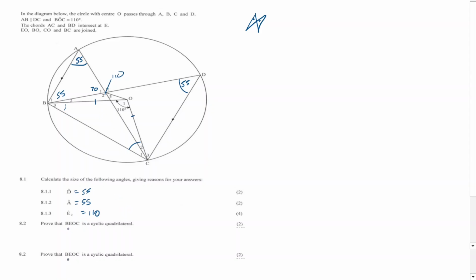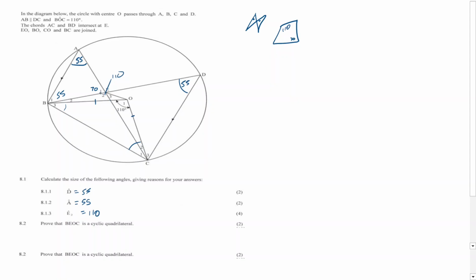And then proving that BEOC is a cyclic quad. It's only for 2 marks, so there shouldn't theoretically be tons of stuff that we need to do. It isn't a cyclic quad as we see it because it's not touching the 4 sides of a circle. But you can't say no, it's not, because it's not touching. You're just seeing if it has the qualities of a cyclic quad, which is either angles in same segment or opposite angles adding up to 180.